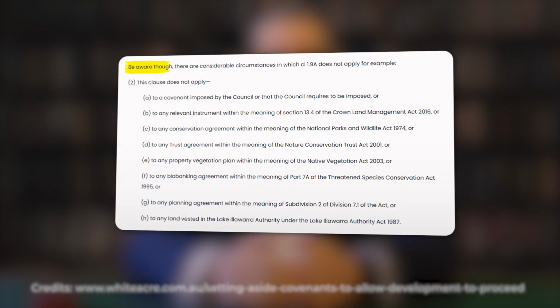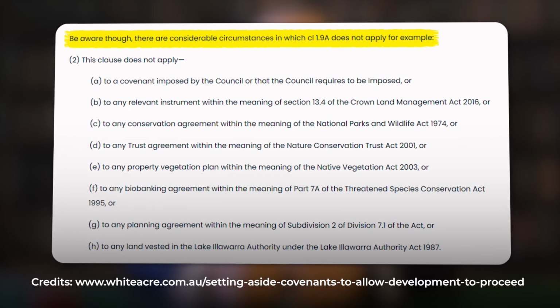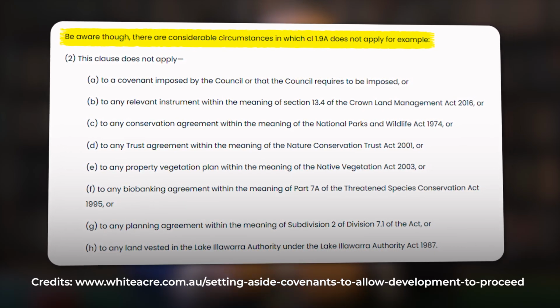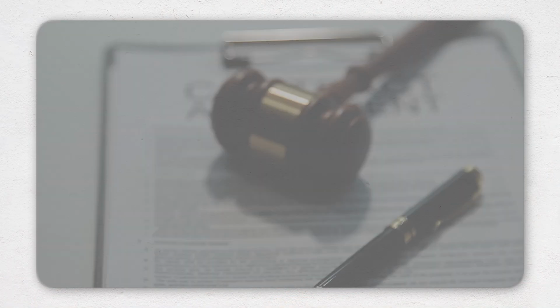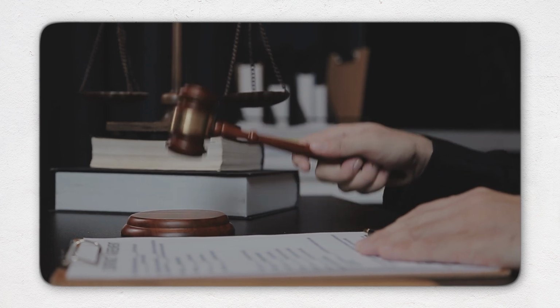However, you have to be really, really careful, because subsection 2 says this clause does not apply to, and there are a whole bunch of circumstances where it doesn't apply. So there are a whole bunch of limitations to clause 1.9a, and you need to be really careful when you're trying to figure out whether clause 1.9a applies to your particular circumstance. All right, so that's in the LEP, and that would apply where the local consent authority, the council, is determining a development application under their LEP.